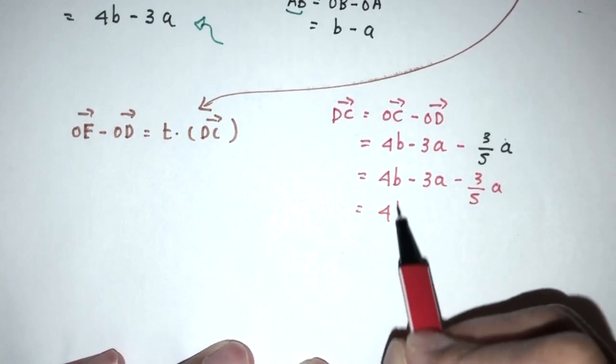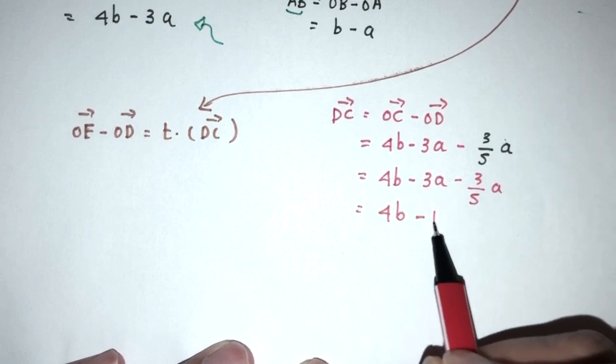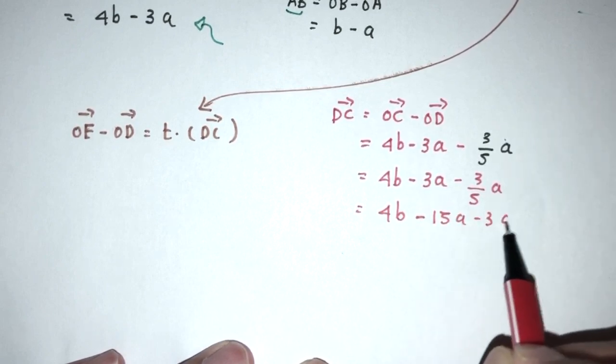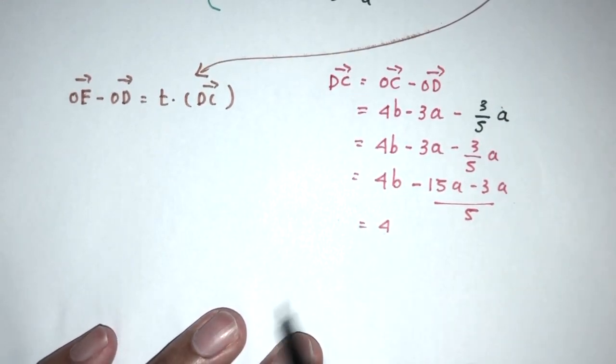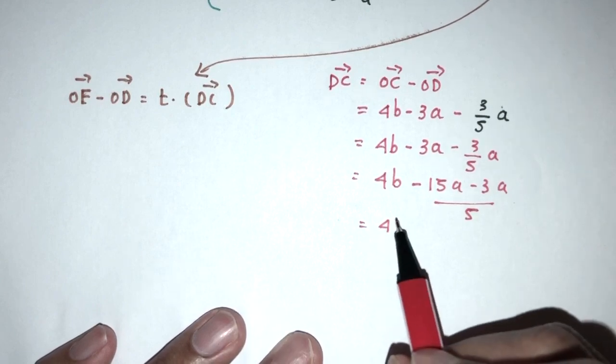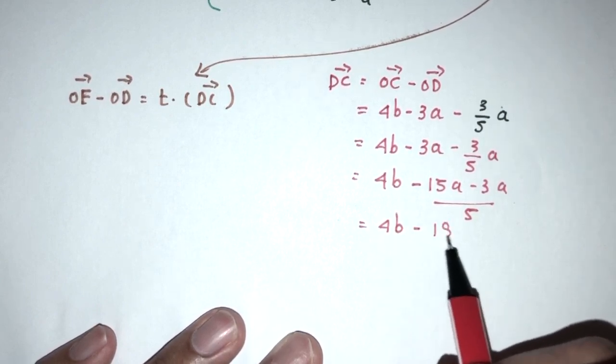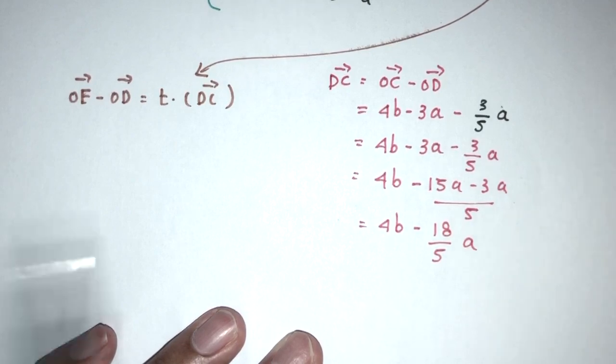So how do you do that? Let's make them have the same base. You'll have minus 15a minus 3a, and that will be over 5, right? But of course, you can always go back to using your calculator just to make sure you have the right values. That will be minus 18 over 5a.